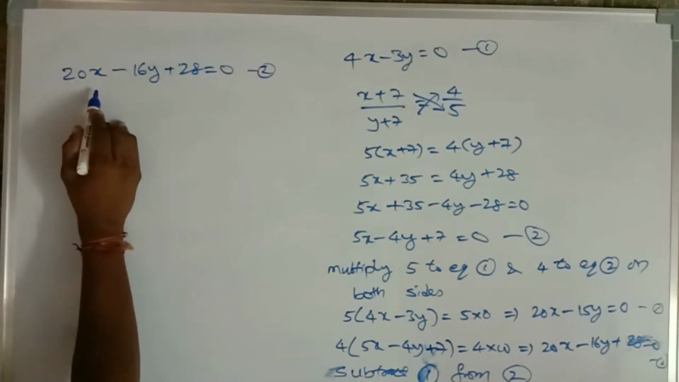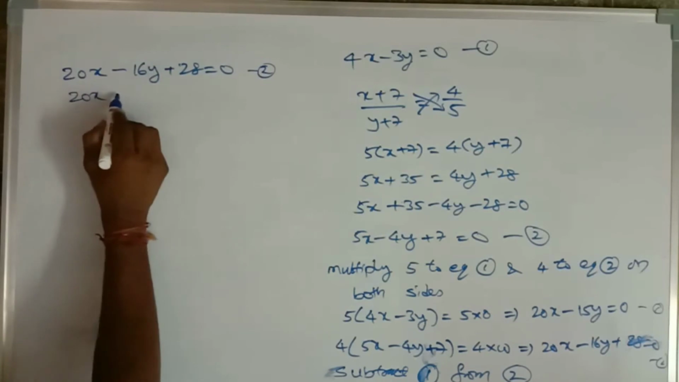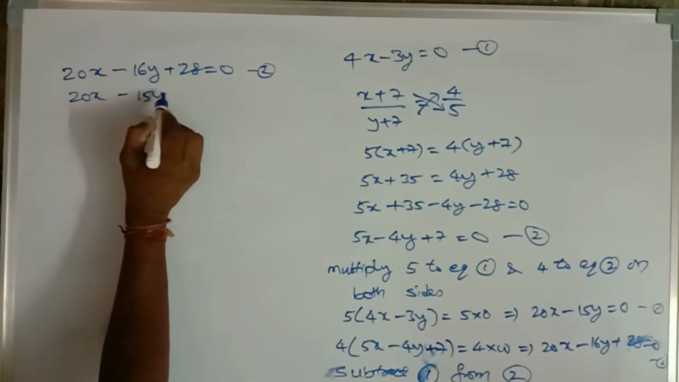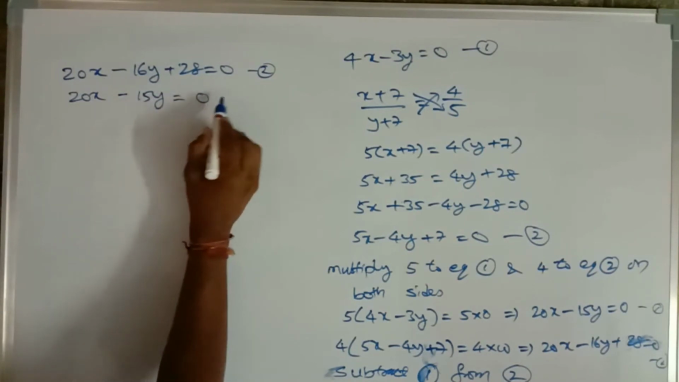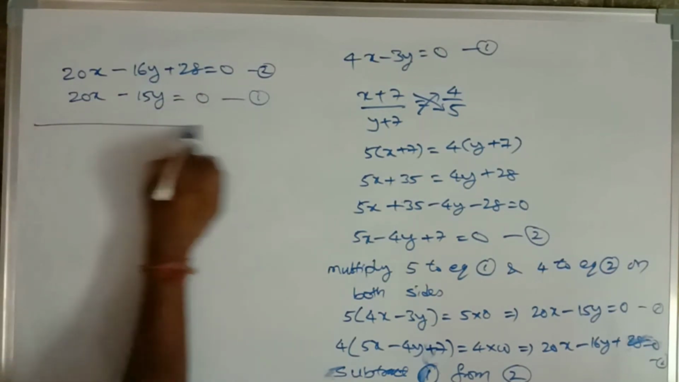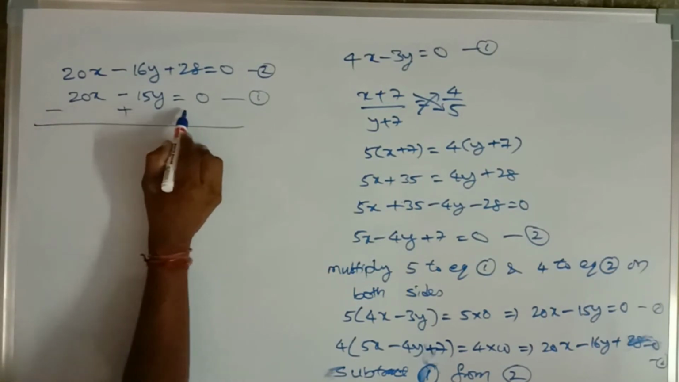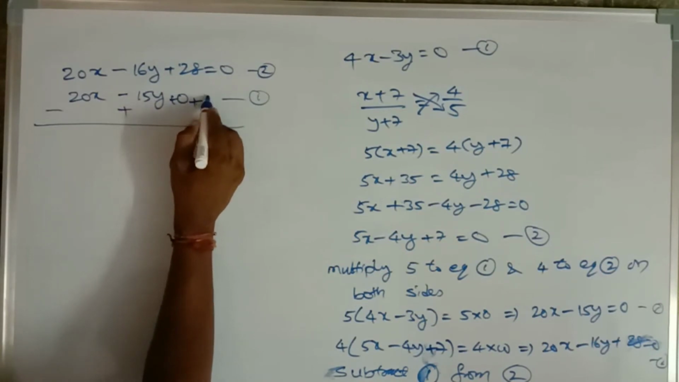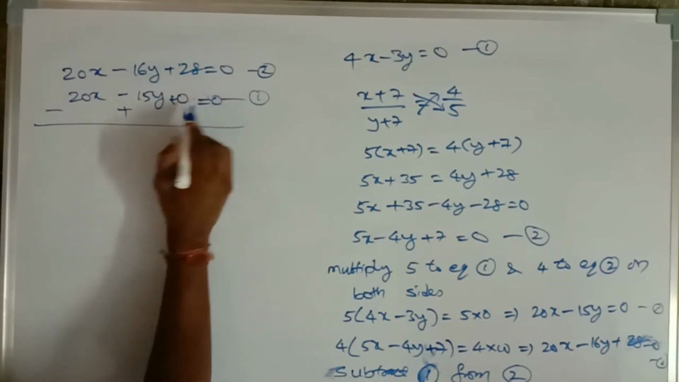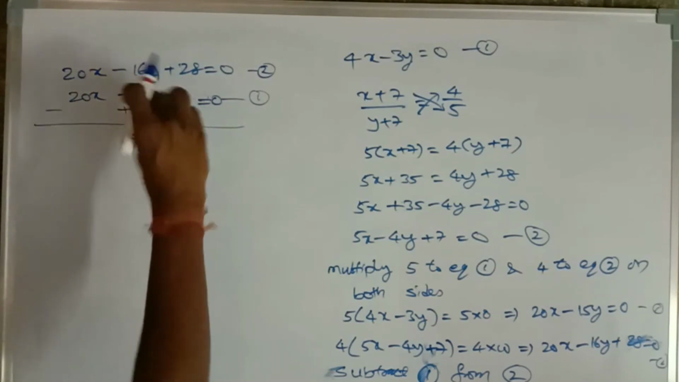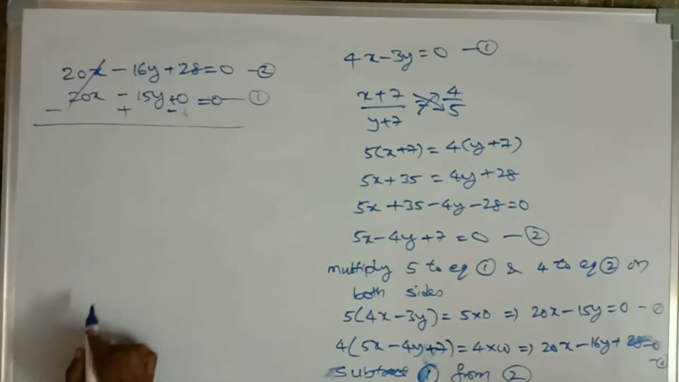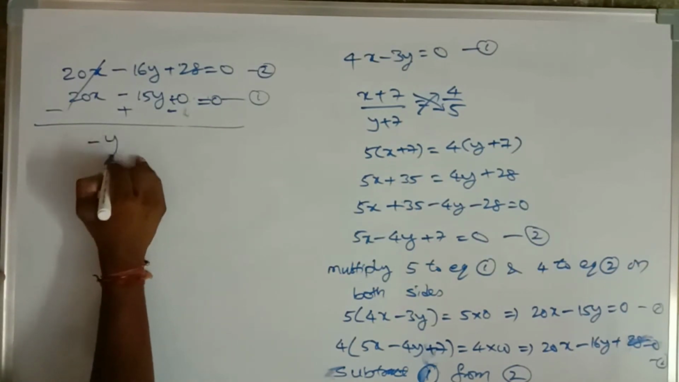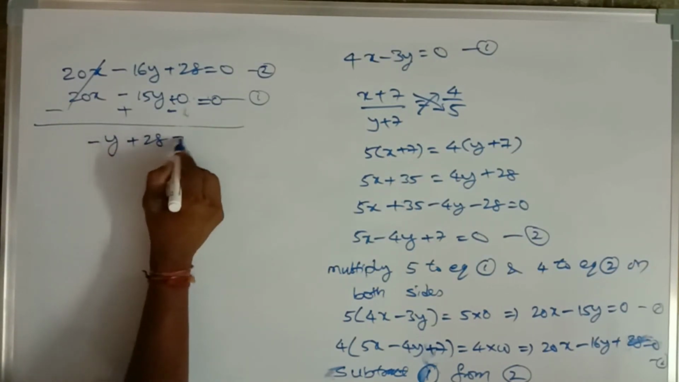From the second equation I am subtracting the first equation, that is 20x minus 15y is equal to 0. This is the first equation. While subtracting we have to change the symbols, minus plus. Here the constant is there, so plus 0 equal to 0. So here it is minus. Okay, so 20x cancels. Minus 16 plus 15 is minus 1y plus 28 is equal to 0.